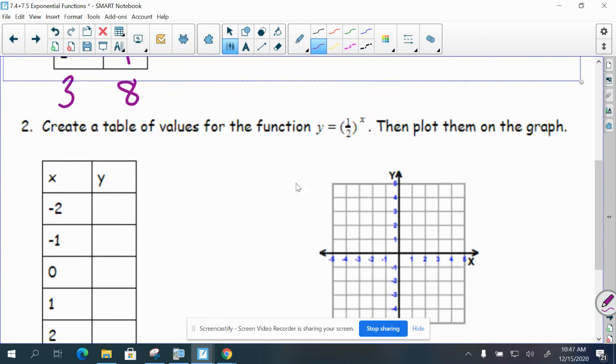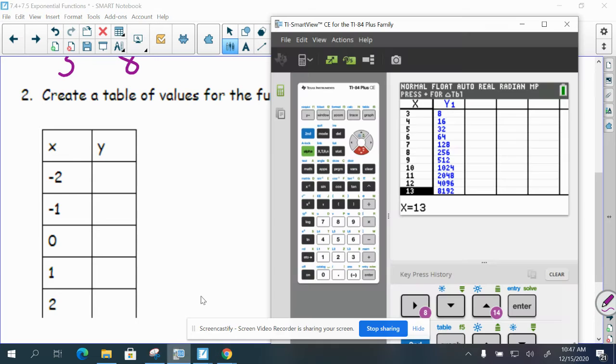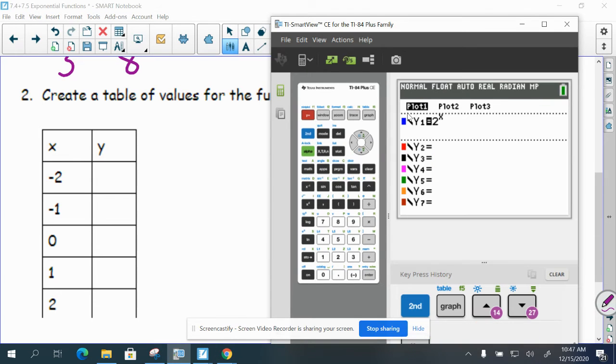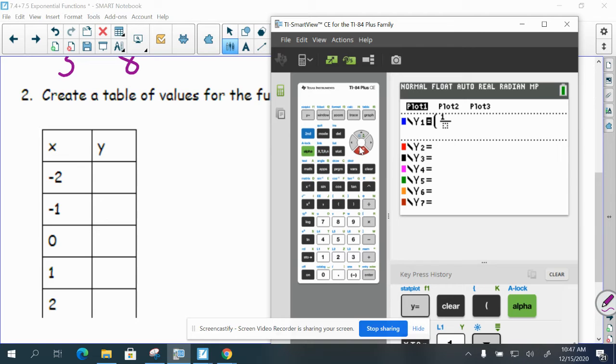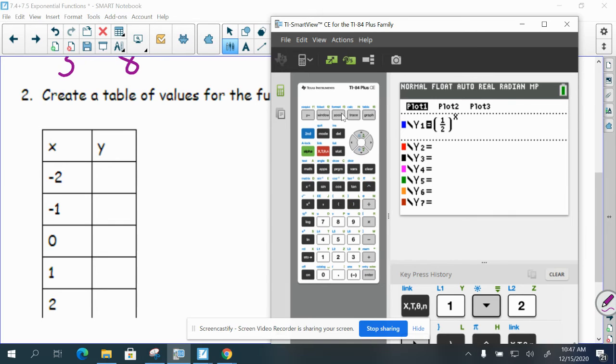All right, let's do the next question. So the next question is going to be similar, except it has 1/2. So let's go back and let's go to our y equals. And then let's go ahead and clear this and type in parentheses 1/2. Also, if we type our equation with the fraction button in, then it's going to give us our table of values in fractions. If you do 0.5, then it'll give you the table values in decimals. And then to the x power. Okay, so press zoom 6.